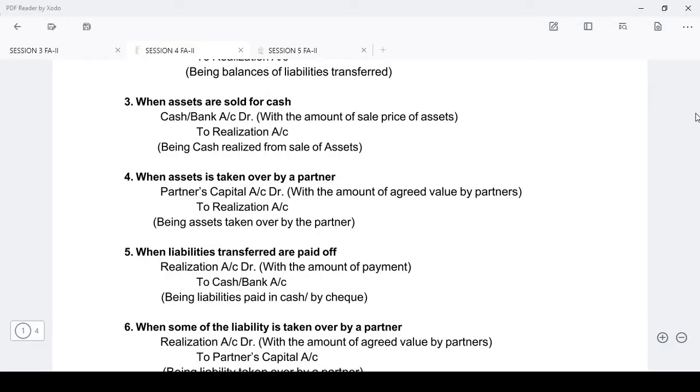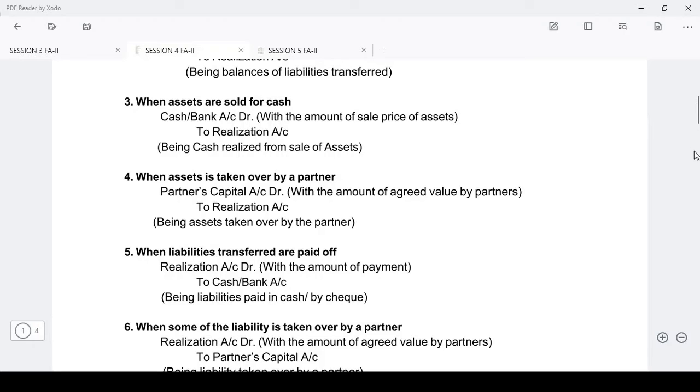The next one is when an asset is taken over by a partner. When the assets are not sold in the open market, but are taken over by a partner, then the partner's capital account is debited to realization account. So this entry is for the assets taken over by a partner.